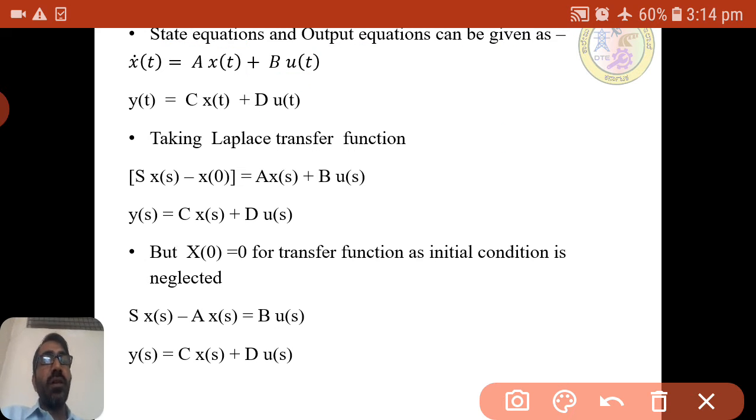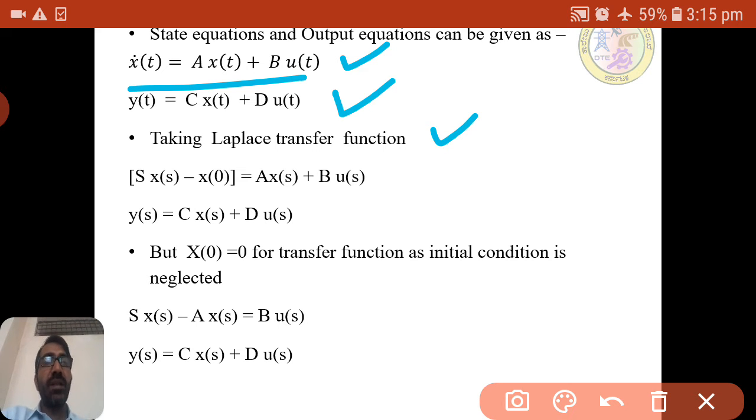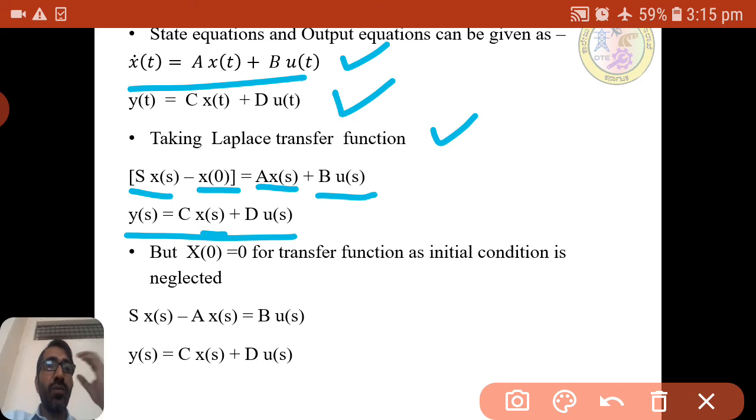So now we have the state equation and the output equation. To get the transfer function, first we need to take the Laplace transform. If you take the Laplace transform of the state equation, it will be s into X of s minus x of 0, that is the initial condition, equal to A into X of s plus B into U of s. Similarly, the output equation is Y of s equal to C into X of s plus D into U of s.